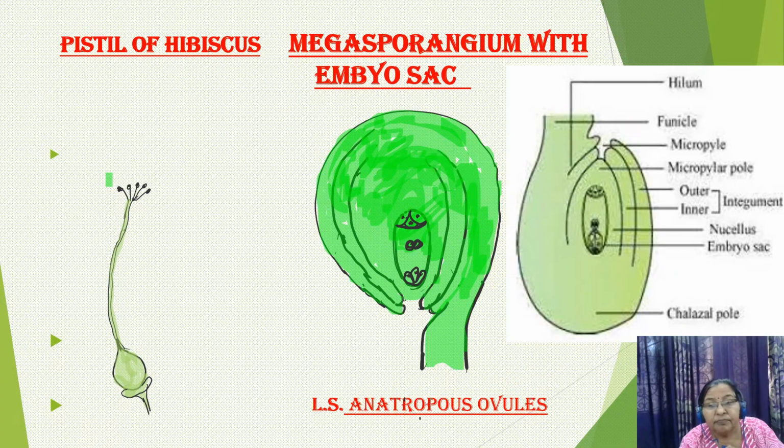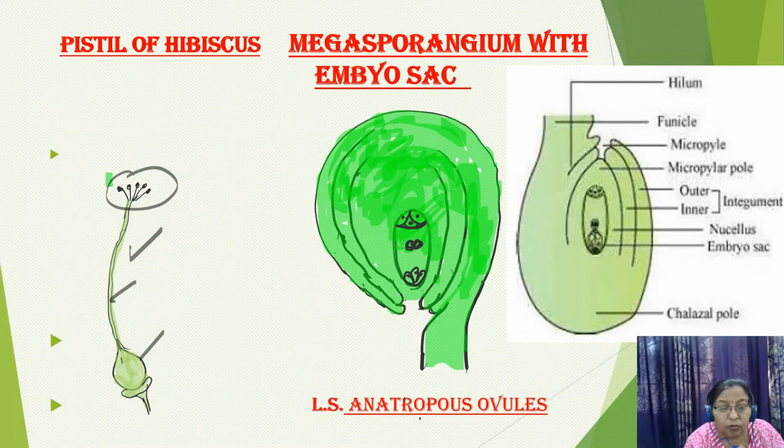Now we'll study the development of the female gametophyte. The female gametophyte develops inside the pistil. This is the pistil. This portion is called the stigma, then the style, and this is the ovary. Inside the ovary you will see the production of ovules. This was the external structure. Inside there are ovules. So this is the ovule, the structure of the ovule, and inside the ovule is the future seed.